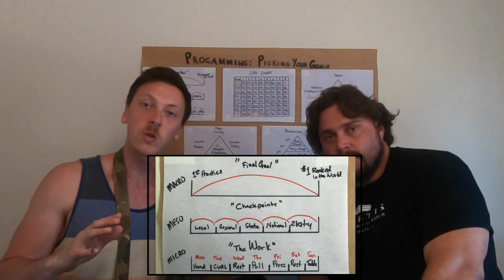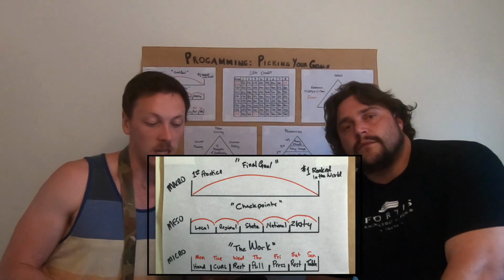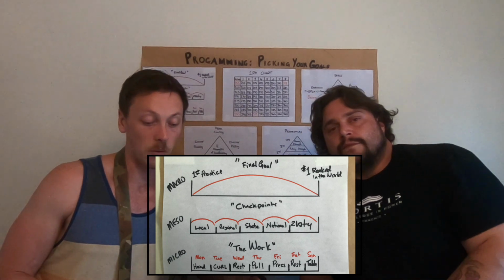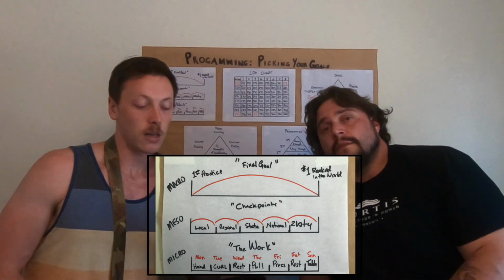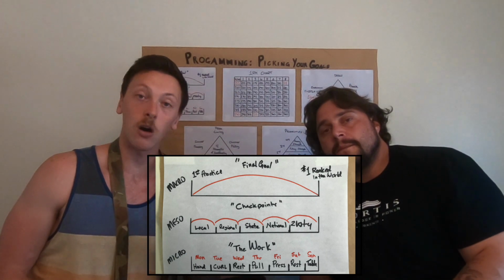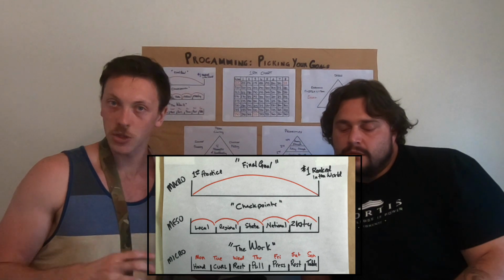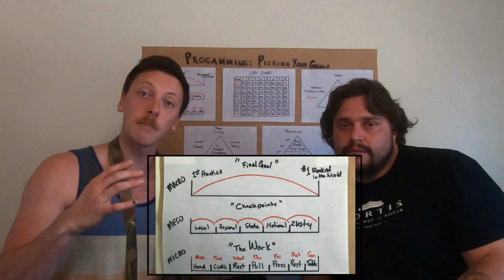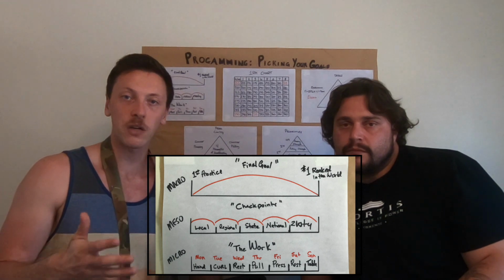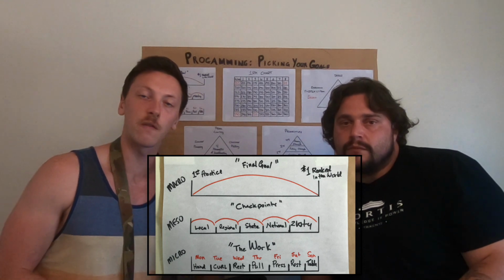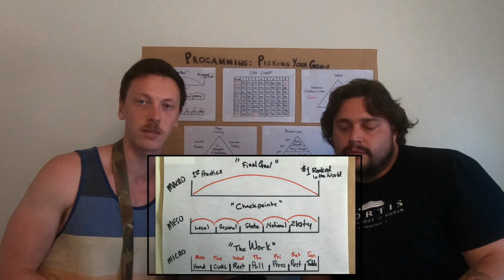So the macro cycle is the entire training cycle leading up to you realizing the final goal. The macro cycle is broken up into blocks of training called mesocycles, which contain some form of progress test or checkpoint. And these mesocycles are broken up into microcycles, or the work you have laid out in front of you leading up to the checkpoints.